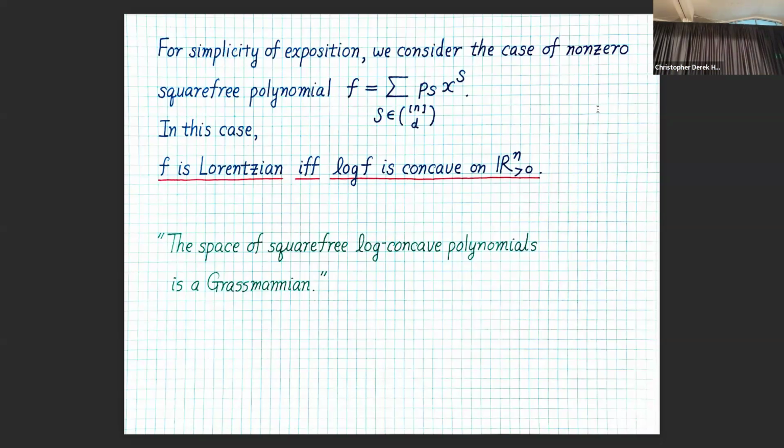And the slogan here is that the space of square-free log concave polynomials is a Grassmannian. That is the one sentence that you can take away. And this sentence, as you will see, is actually a true statement if you interpret some of the words used in the sentence in an appropriate way, including the word Grassmannian, the word space, and the word is.